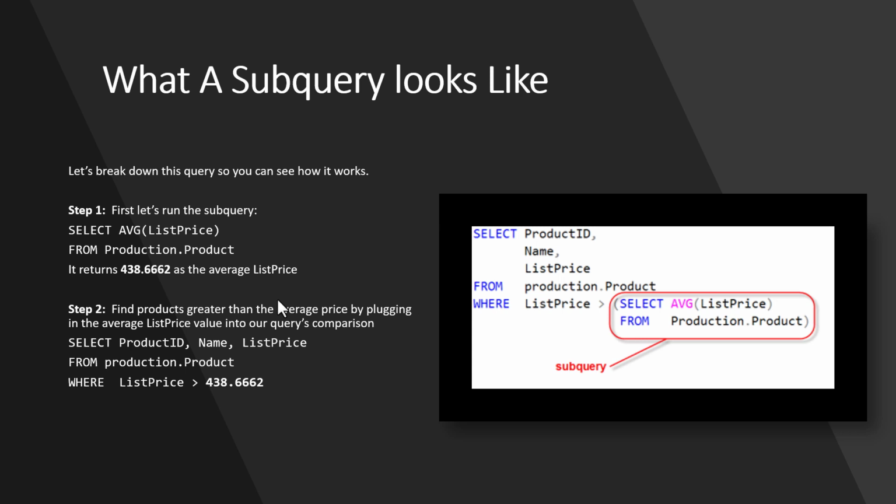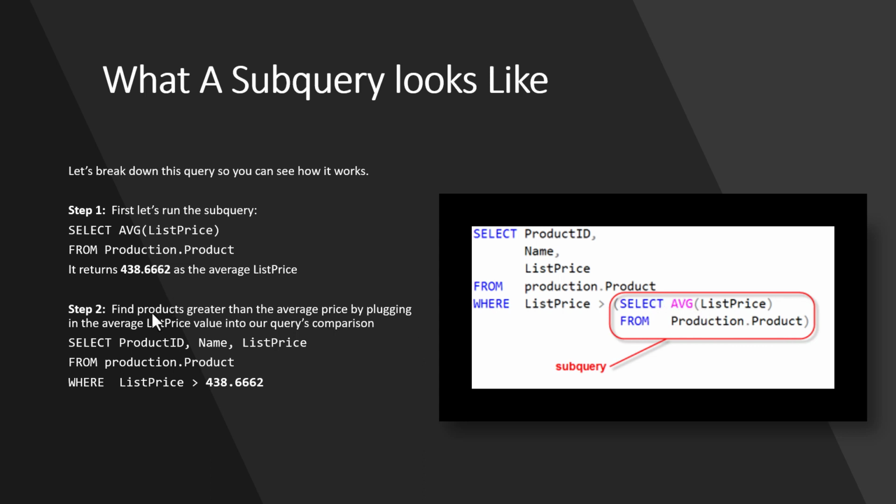And let's break down to see how this really would work in real life. So what's happening here is in the first step, what we'd be doing if we were the actual database management system is we would run out and run the query and go, all right, let's select the average list price from the production product table. In this case, it's from the AdventureWorks database, if I recall. And it's going to return a value of like 438.6662 as the average list price. And then it's going to keep track of that number.